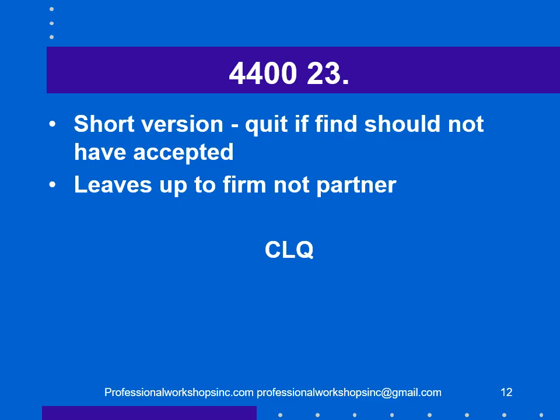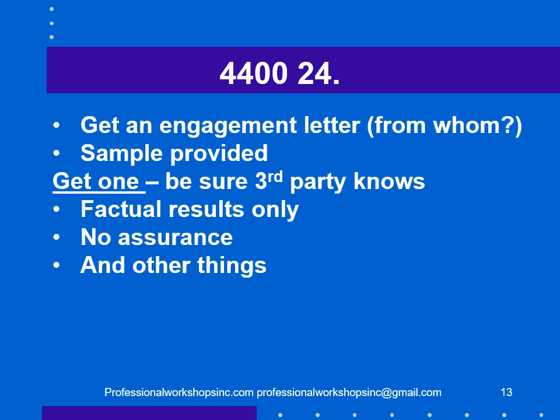Short version of paragraph 23 is quit if you find you should not have accepted. So if you're going through the engagement and you go, oh, we really don't want to be involved in this, quit. Now, technically, it leaves it up to the firm, not the partner. But if the engagement partner goes, I don't want to be involved anymore, presumably the firm is going to agree. Again, a checklist question.